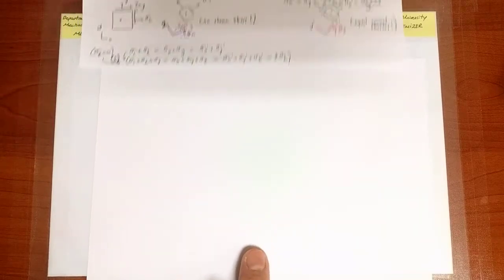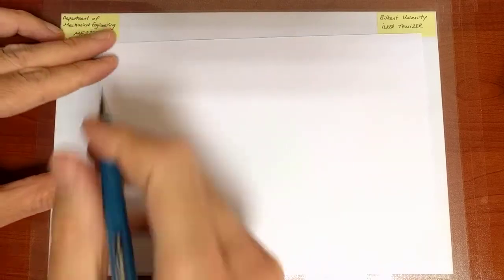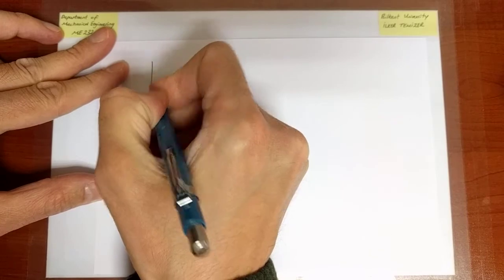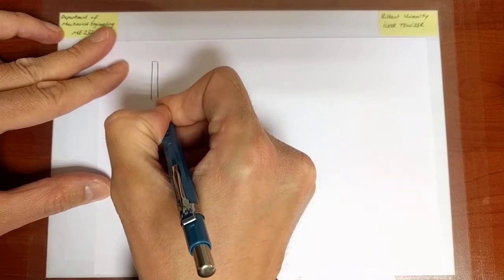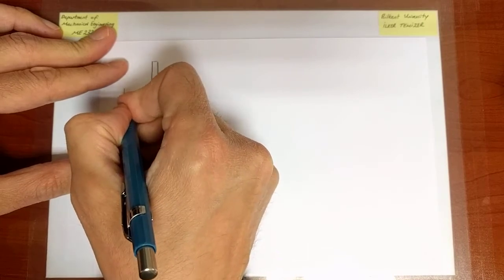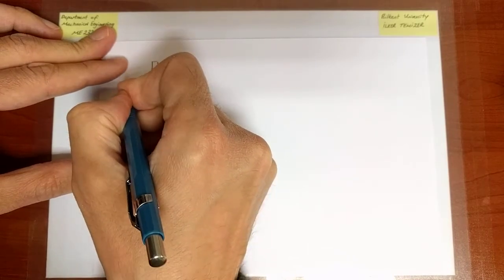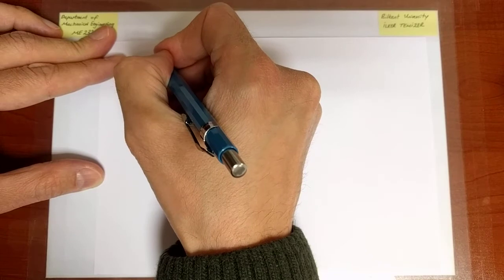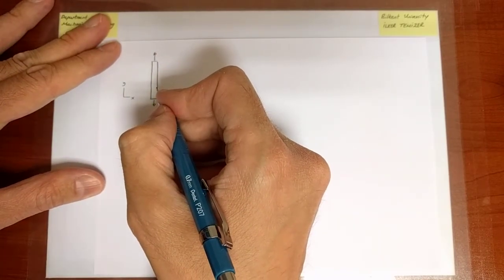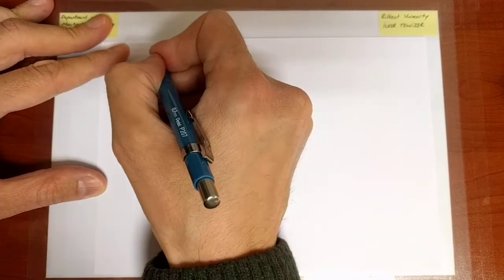Now, I'll just put this over here and let me describe the two problems. The first problem is going to be a simple uniaxial tension problem. So this is a rod, and the coordinate system here is x, y, and we are applying a tensile stress of value 100 MPa.